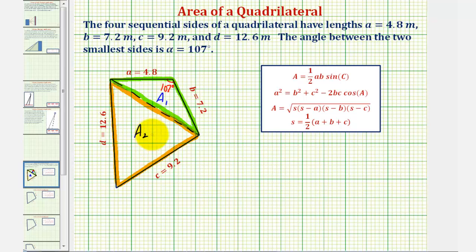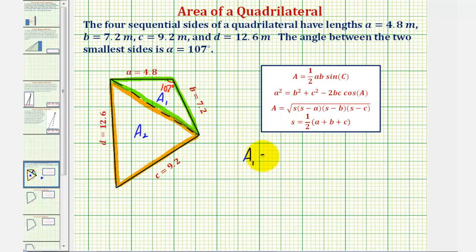There are a couple of ways to do this. To find the area of this first triangle, we'll use the area formula area equals 1/2 AB sine C. Remember, the relationship here is that angle C is the included angle, or the angle formed by side A and B. Then we'll use the law of cosines to find the length of this side here, and then to find the area of the second triangle A sub 2, we'll actually use Heron's formula given here, where the area is equal to the square root of this product, where S is the semi-perimeter, or half of the perimeter of the triangle. Let's begin by finding the area of the green triangle, or A sub 1.